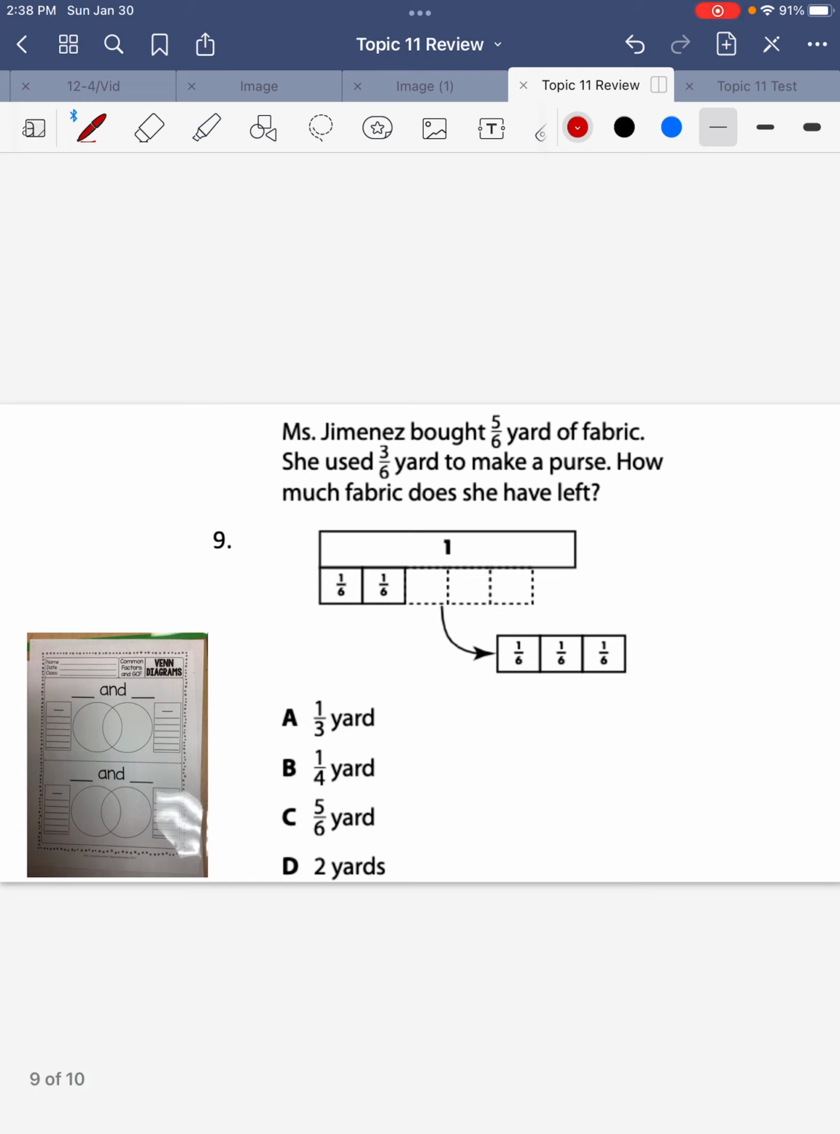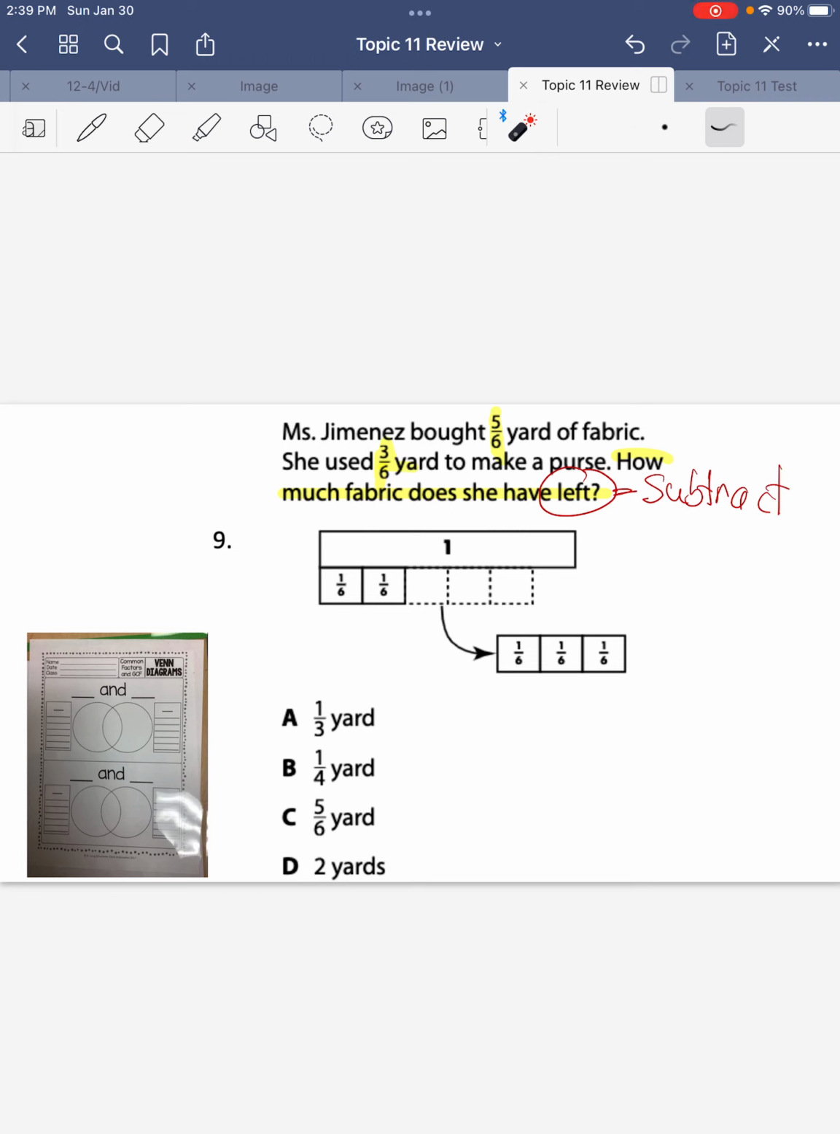Okay, number 9 says Miss Jimenez bought 5/6 yards of fabric. She used 3/6 yards to make a purse. How much fabric does she have left? Oh, I see a key word. I see left. Left is telling us that I'm going to subtract. I want to know how much she had left.